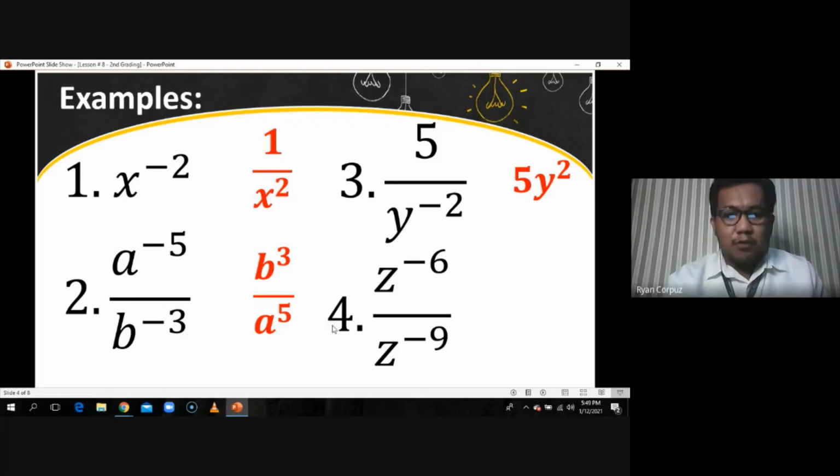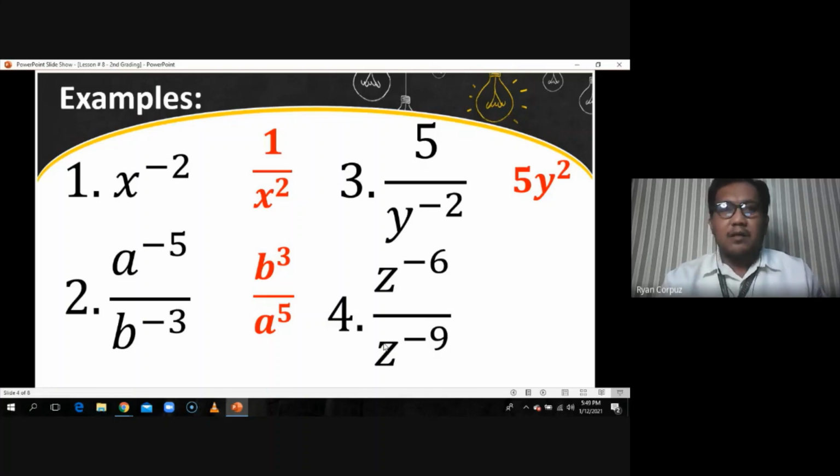But since both of them have the same base, we are going to apply the quotient rule. Kailangan natin i-apply yung quotient rule because that expression is not yet in simplified form. So even though natanggal na natin ang negative exponent, yung nakuha nating answer is not yet simplified, because we do have there dividing expressions with the same base.